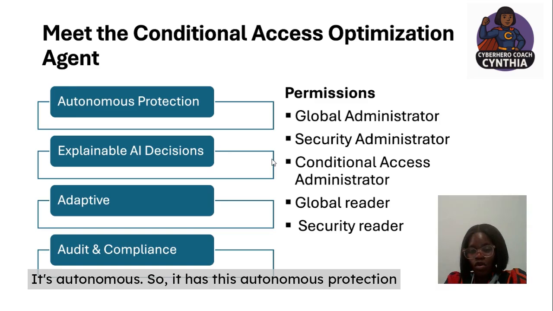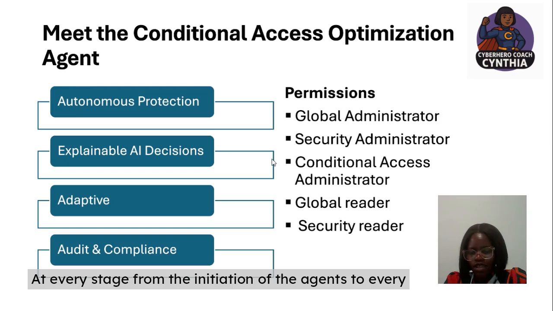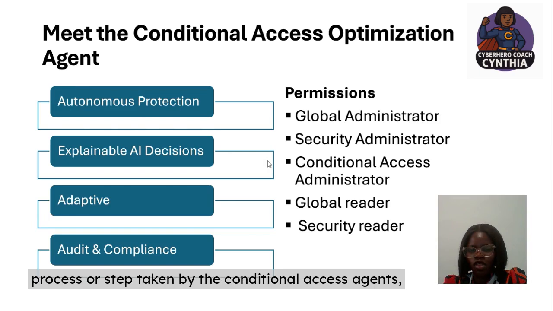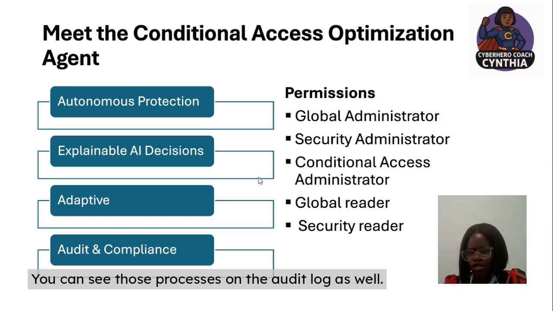It's autonomous, so it has autonomous protection because it does this at scale, scanning the environment for the past 24 hours, checking for new users and applications, and creating conditional access policies in report mode or suggestions for admins to act on. At every stage, from the initiation of the agent to every step taken by the agent, everything is logged, so it is auditable. You can see those processes in the audit log as well.